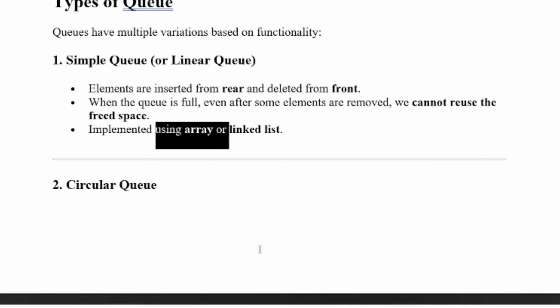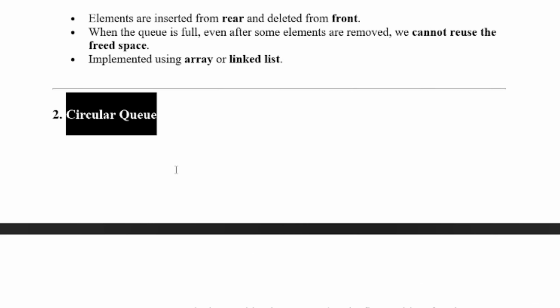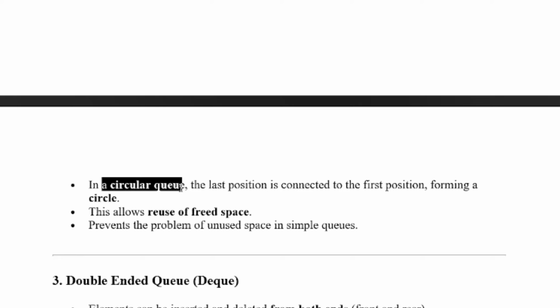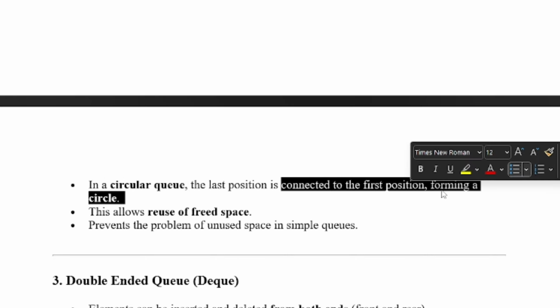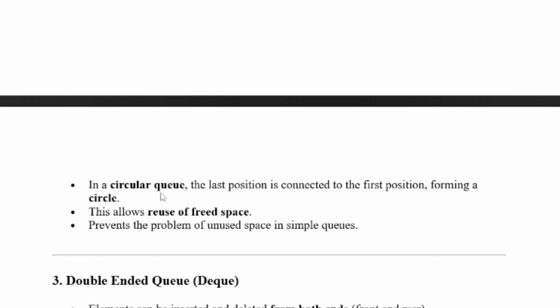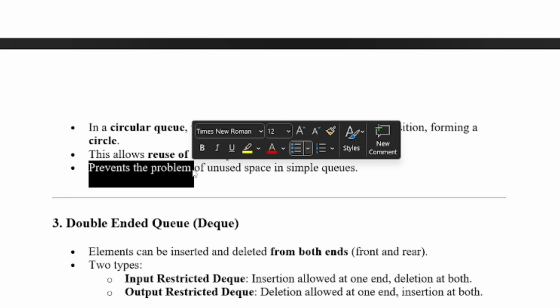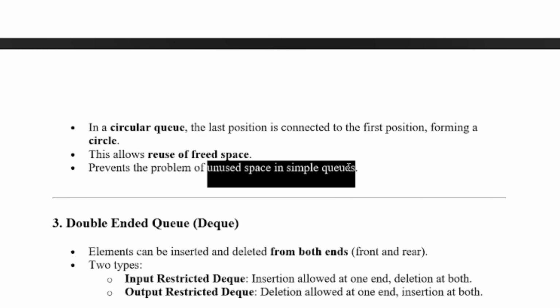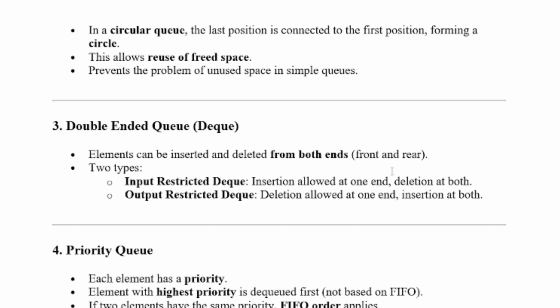Now come to the second type of queue, the circular queue. In a circular queue, the last position is connected to the first position, forming a cycle, similar to a circular stack. This allows reuse of free space and prevents the problem of unused space in the simple queue or linear queue.